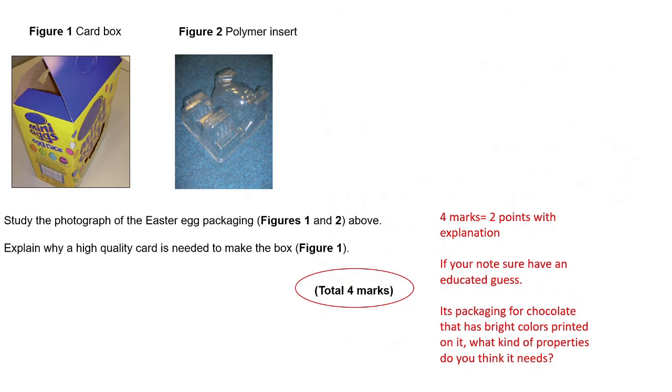So next question, study the photograph of the Easter egg packaging, figure 1 and 2 above. Explain why high quality card is needed to make the box. So 4 marks. 4 marks is 2 points for that explanation. If you're not sure, have an educated guess. It's packaging for chocolate that has bright colours printed on it. What kind of properties do you think it needs? So 4 marks. Pause the video. Have a go answering it, then unpause it.